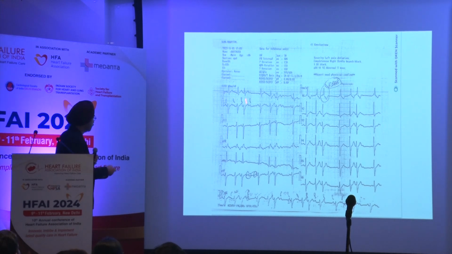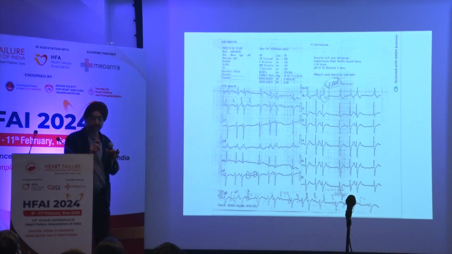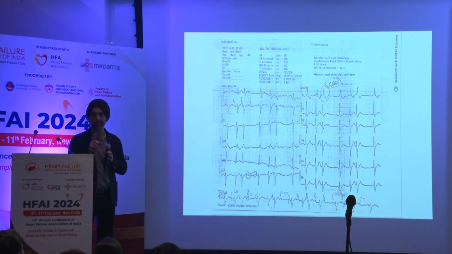Okay, so if we start with this rhythm strip, first this is a right bundle branch block. So bifascicular block is clear, right? If we start with this rhythm strip, let's go here. So there is a clear 2:1 block here, right? So mark my words, if you have a 2:1 block with RBBB or LBBB, it has to be infra-Hisian until proven otherwise. I don't say that you cannot have an AV node with conduction system disturbance, but there is a very high chance that this person has an infra-Hisian AV block.